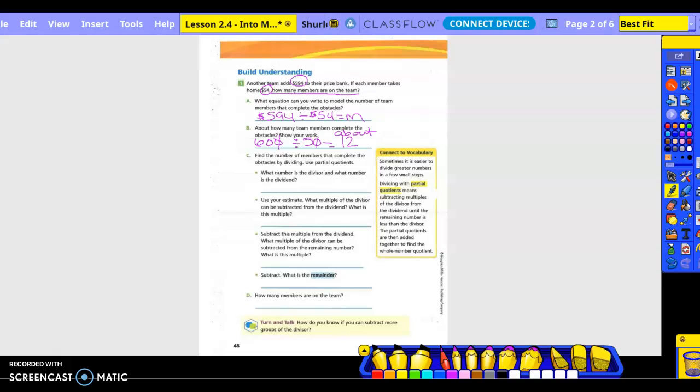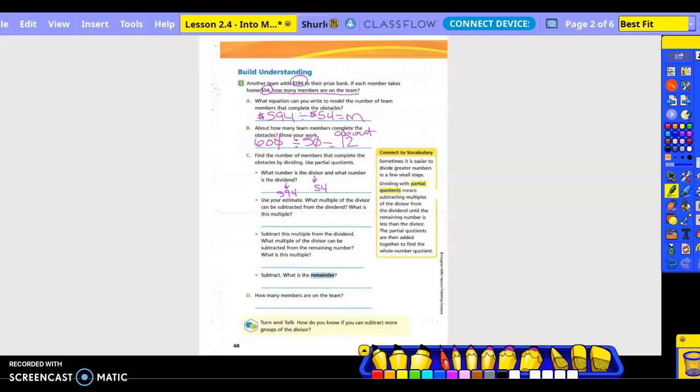So find the number of members that complete the obstacle by dividing using partial quotients. What number is the divisor and what number is the dividend? So the divisor is what? Is 54. The dividend is 594. Okay, and then sometimes it is easier to divide greater numbers than use small steps. Dividing with partial quotients means subtracting multiples of the divisor from the dividend until the remaining number is less than the divisor. We just did that on the other side, right? Okay, so the partial quotients are then added together to find the whole number.